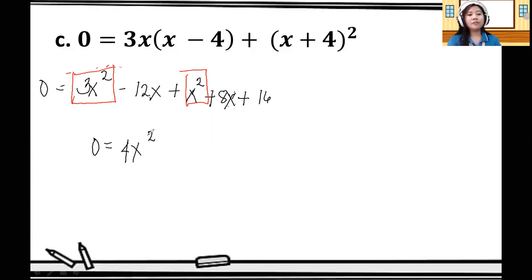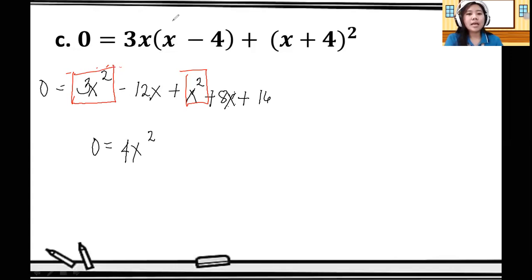Ma'am, bakit po siya naging 4x squared? Okay, si x squared po dito, meron po siyang imaginary one. In adding a monomial number po, dapat po magkapareho po yung exponent. And then, ang ina-add lang po natin dito ay yung constant number niya. So we have 3 plus 1 is equal to 4. Then, copy the variable and the exponent.